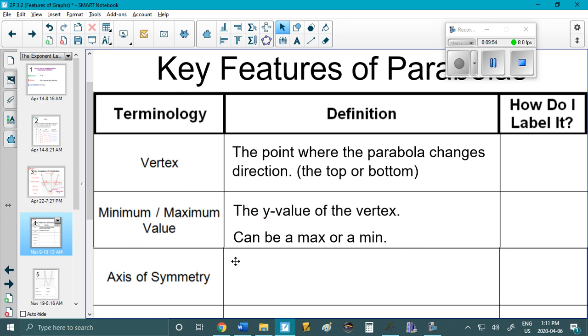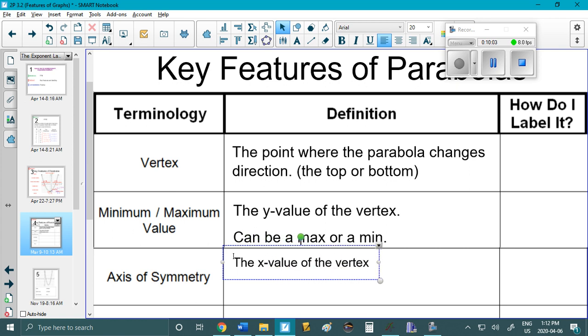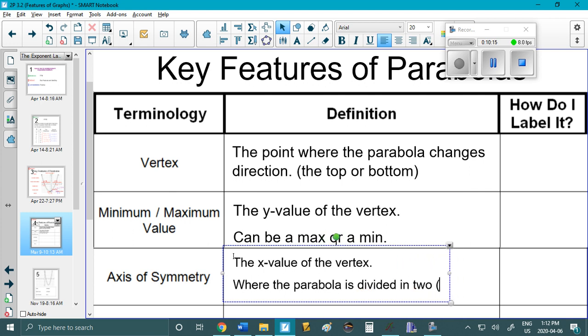The axis of symmetry, this is the x value of the vertex, and this is where the parabola is divided in two, like a mirror. Okay?